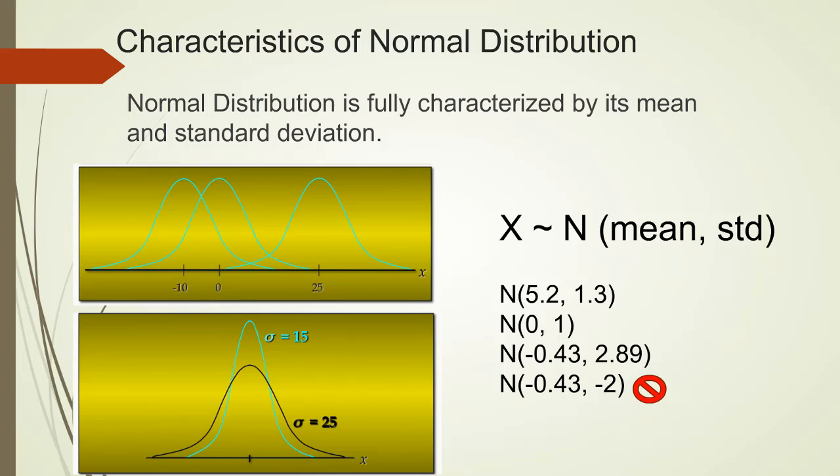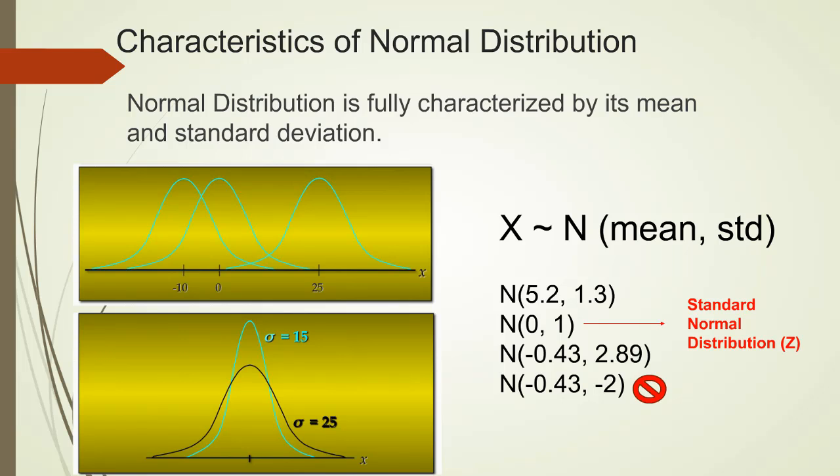Here are some normal distributions. The first normal distribution has a mean of 5.2 and a standard deviation of 1.3. The second one is a normal distribution with mean 0 and a standard deviation of 1. The third one is a normal distribution with a negative mean. And the last one is not a valid normal distribution because standard deviation cannot be negative.